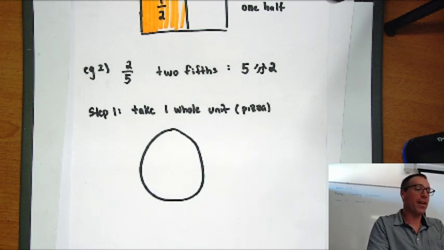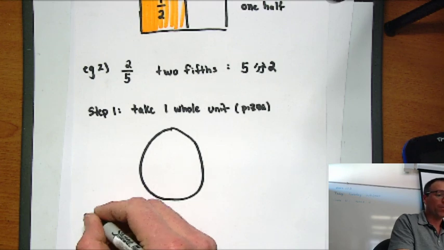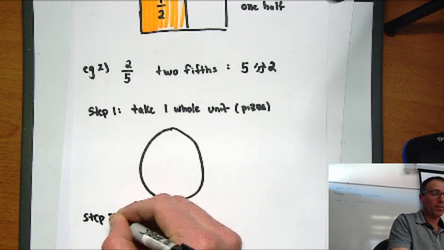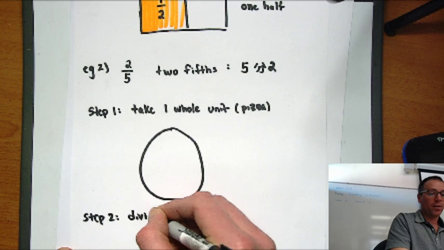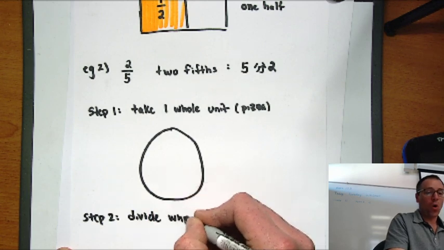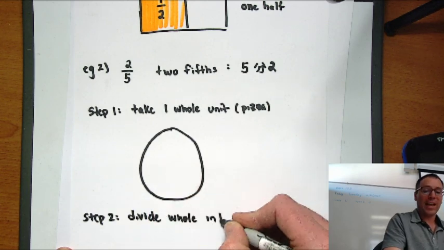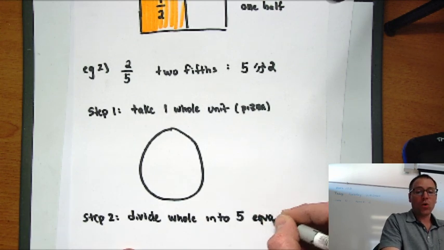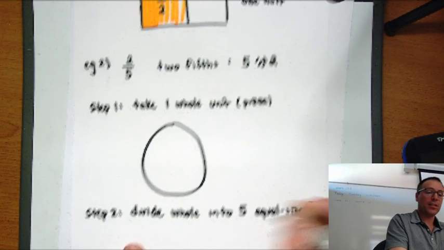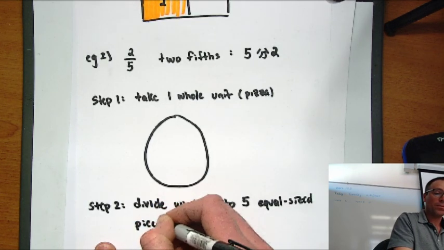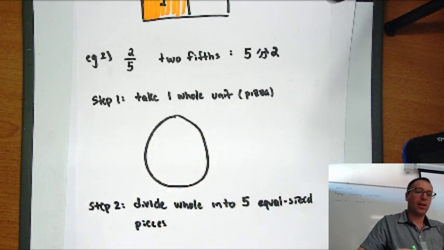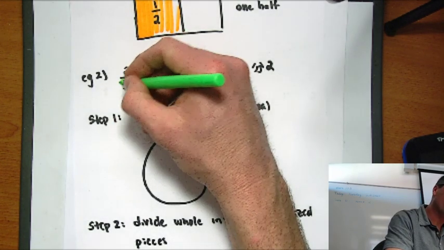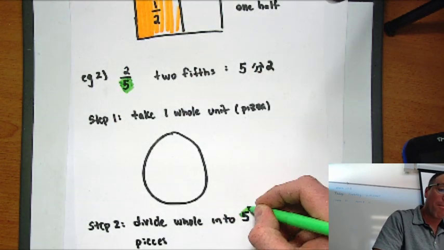Okay, so now then what? What's step 2? Divide your pizza into 5 equal slices. Yeah, whole into, and in this case, we will definitely say 5 equal sized pieces. How did I know it was 5? Yeah, the number of things in the denominator.